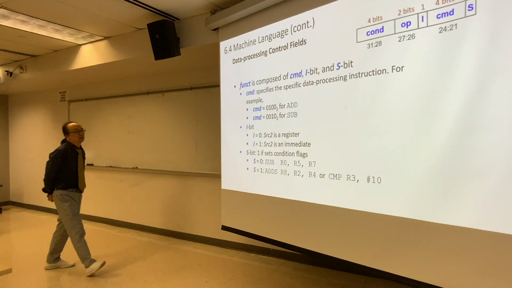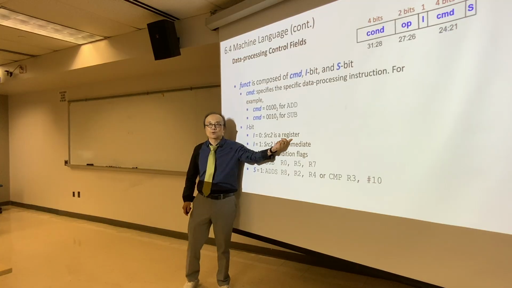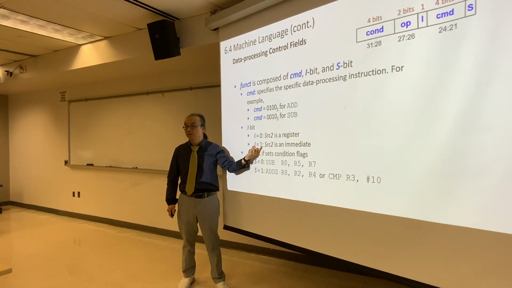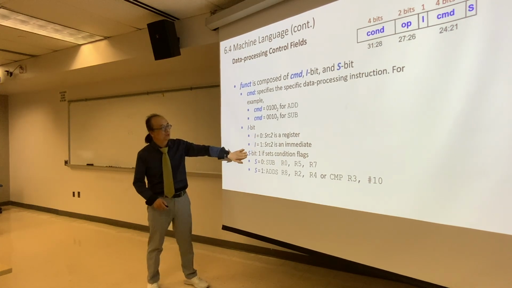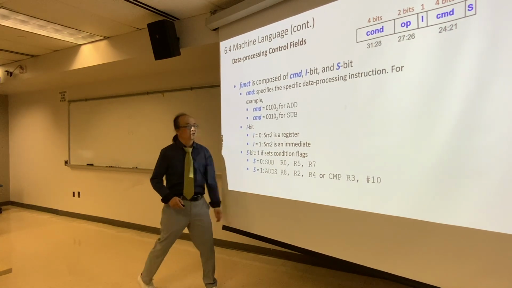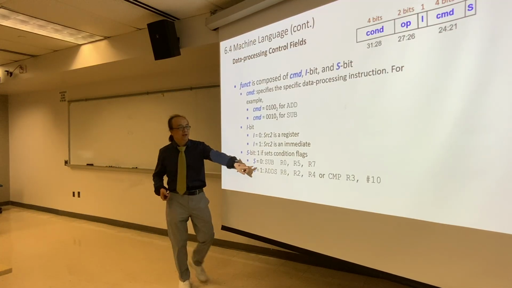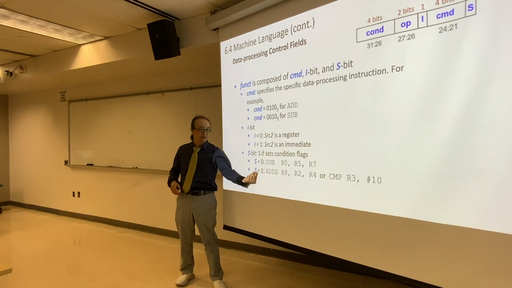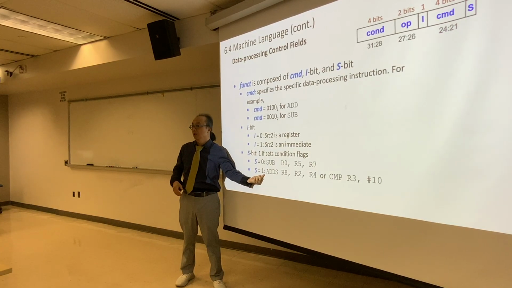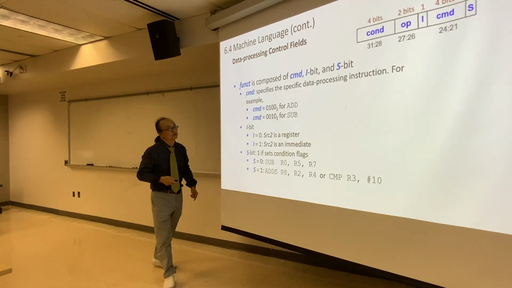And the I bit, if I equals 0, then source 2 is a register. If I equals 1, then we have to use an immediate. I'll tell you more about this. The S bit is for the set condition flag. So if you see the S after add, subtract, whatever in the data processing, then the S bit is going to be 1. If you don't see S at the end of the instruction, the S equals 0.